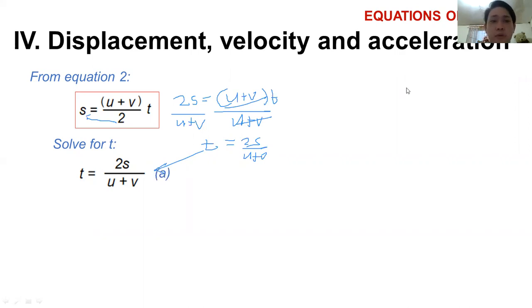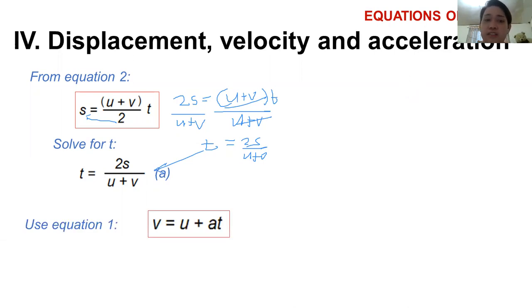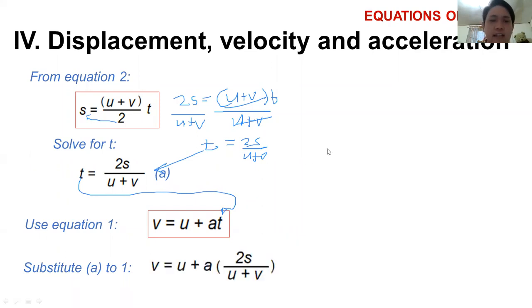So next, we can denote your T as your equation A. Then you use equation 1, V is equal to U plus AT. Then substitute equation A to equation 1. So substitute your time in here. So to substitute, we can now have V equals U plus A times the quantity of 2S over U plus V. Then simplify and solve for your V.